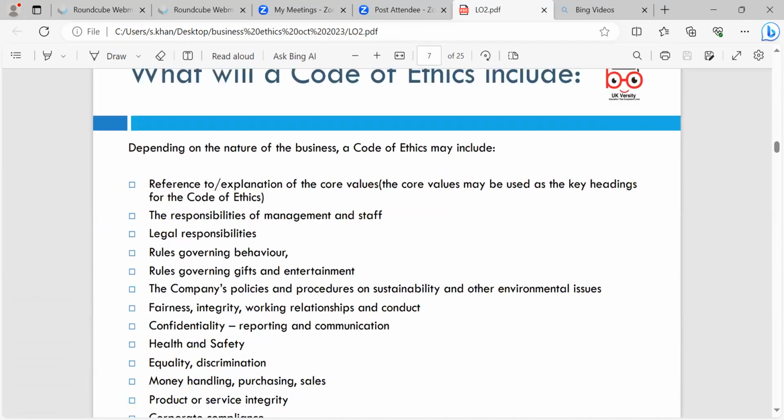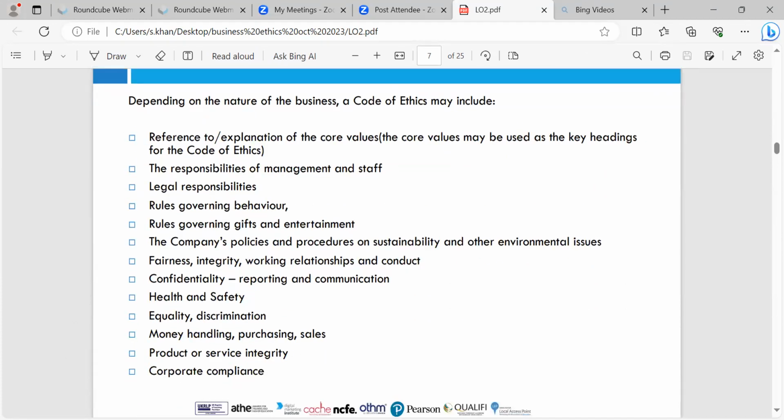What will the code of ethics include? Depending on the nature of the business, a code of ethics may include an explanation of the core values, as we mentioned. The core values may be used as key headings for the code of ethics. The responsibilities of management and staff. Why should it include the responsibilities of management and staff? It values a business. Yes, what responsibilities they have to a business.